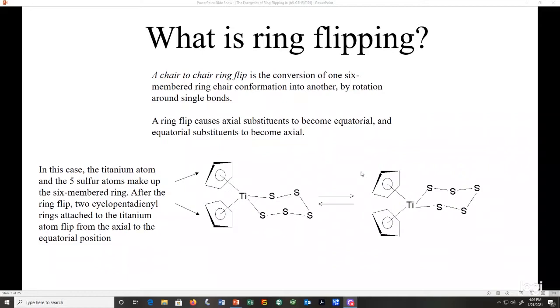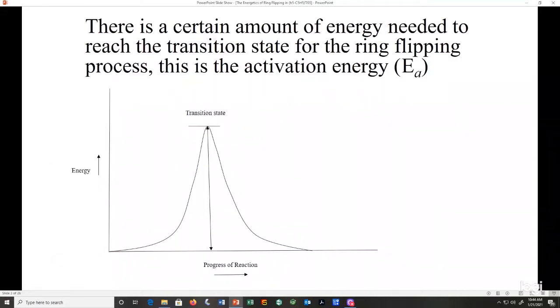After the ring flip, two cyclopentadienyl rings attached to the titanium atom flip from the axial to the equatorial position. So here, before the ring flip, this cyclopentadienyl ring was in the equatorial position, but now after the flip it's in the axial position. And this cyclopentadienyl ring that was in the axial position is now in the equatorial position. Now, there's a certain amount of energy needed to reach the transition state for this ring flipping process. And this is going to be our activation energy.